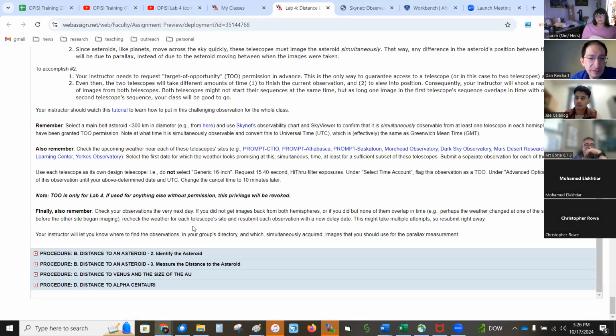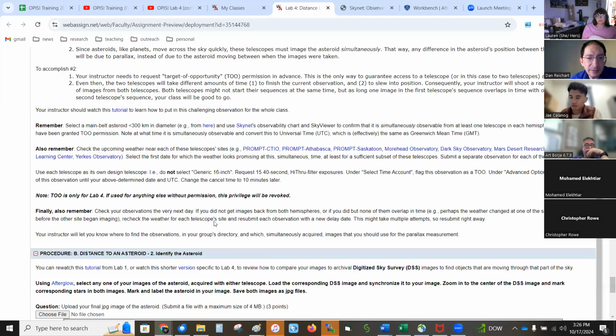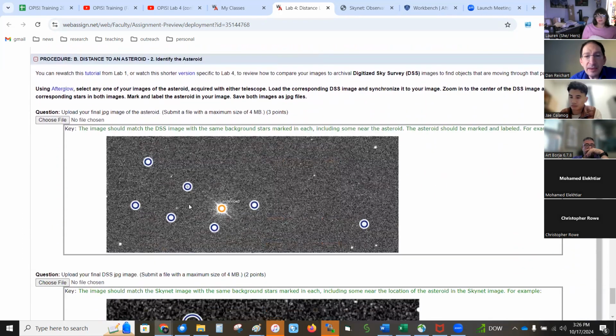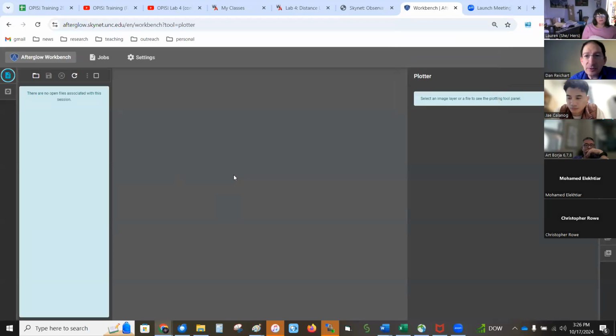Next, we're going to identify the asteroid. Okay. And here there are a couple ways to do this, but we're going to use the way that they learned in lab 1 using the DSS. So let's go to Afterglow here.